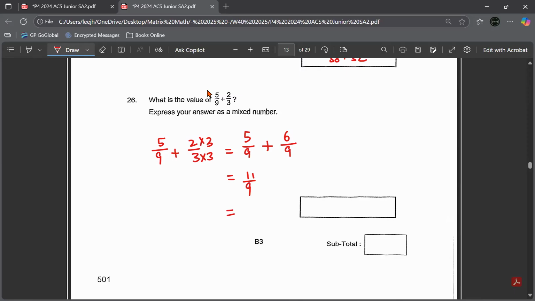11 over 9, you need to make it a mixed number. 11 over 9 means 1 whole, 2 over 9, because 1 whole is 9 over 9. So it will be 9 over 9 plus 2 over 9, 11 over 9. So this 9 over 9 is actually 1 whole. That's why you have 1 whole, 2 ninths.